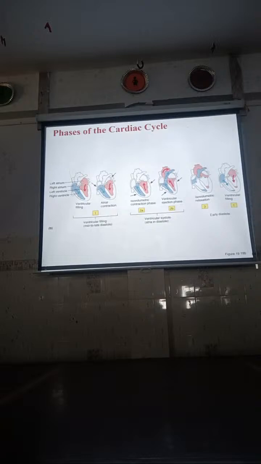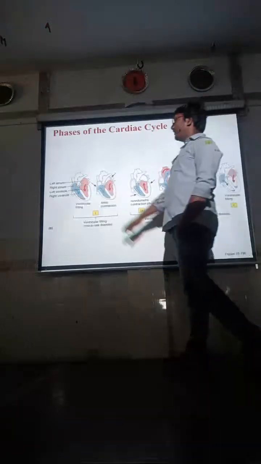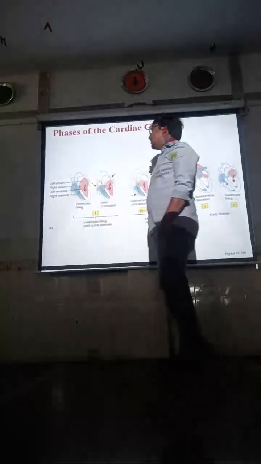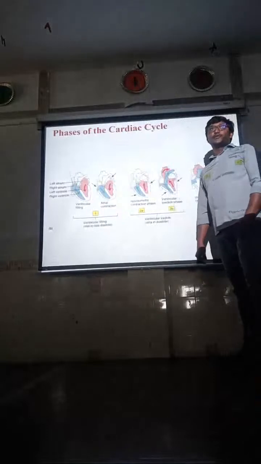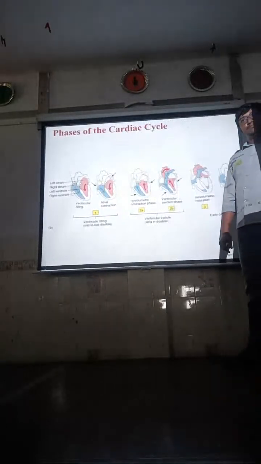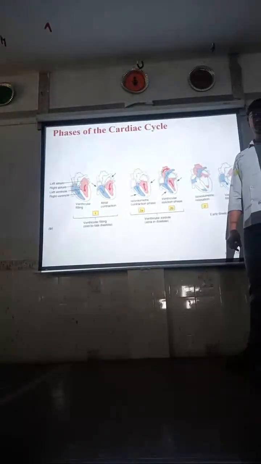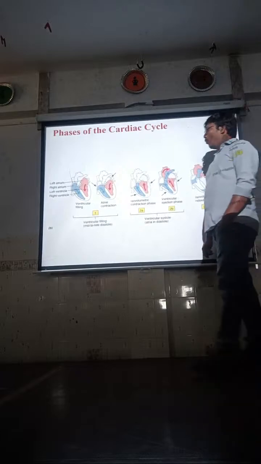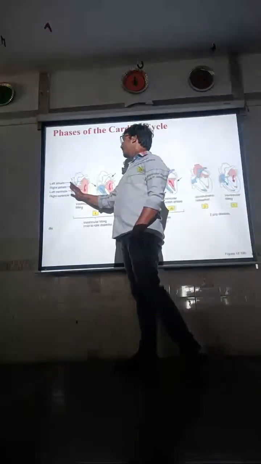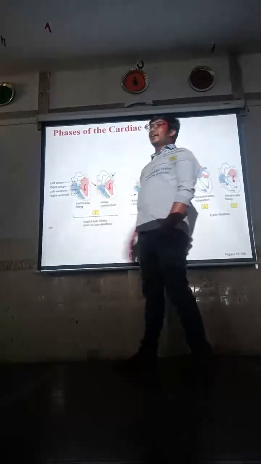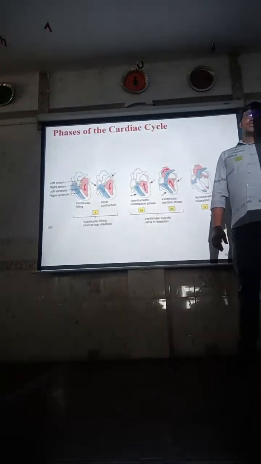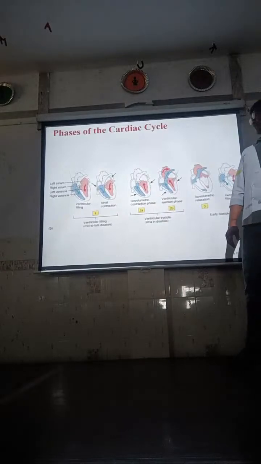Okay, listen carefully. So you take the heart. How many chambers can you see here? Four chambers. What are those four chambers? Right atrium, left atrium, right ventricle, left ventricle. Now, why is the right side blue in color? Why is the left side red in color? Deoxygenated blood and oxygenated blood.